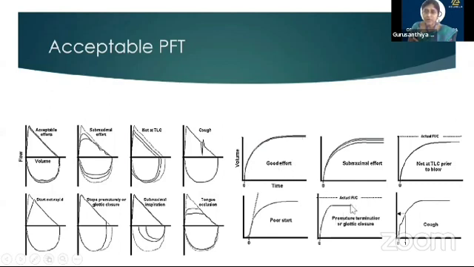In this one, the expiration has terminated very prematurely at the second or so. So there is a premature termination or glottic closure, and you do not accept this volume time graph into the spirometry. Here the patient has tried to cough in between. This also you do not accept because it has an artifact. So this is the only acceptable PFT here, and this is the only acceptable PFT here.